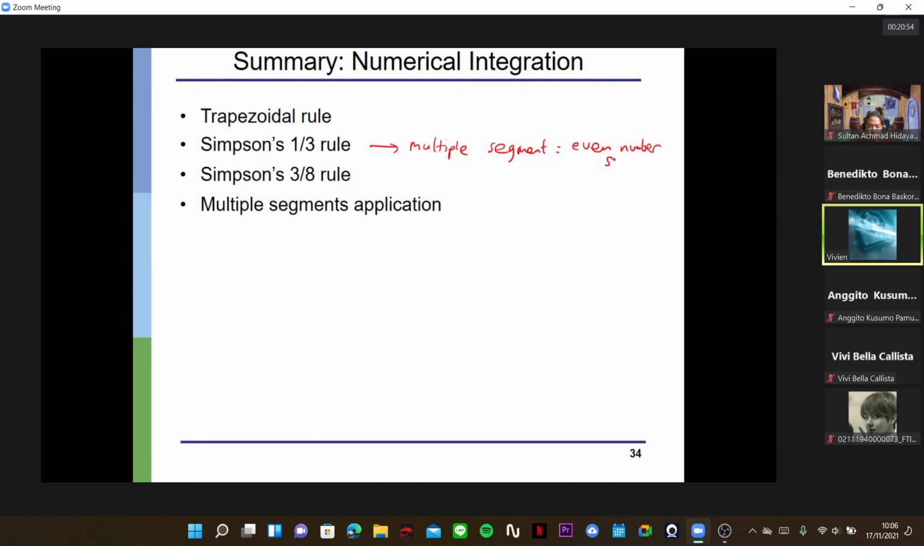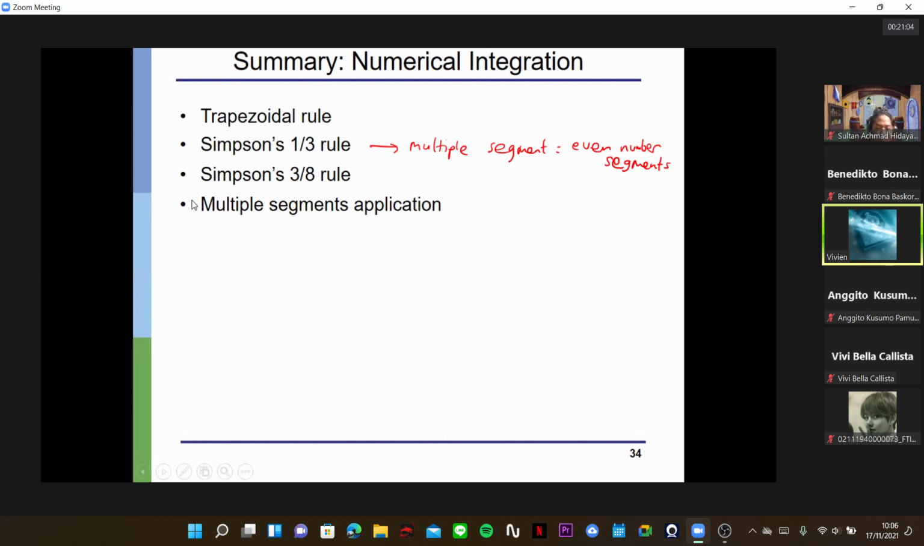Yeah, only using an even number of segments. So, for example, if you have 9 segments, it's not possible to apply the multiple segment Simpson's rule. So we have to combine it with another method as well. Okay, so this is about the 3 methods that we discussed.